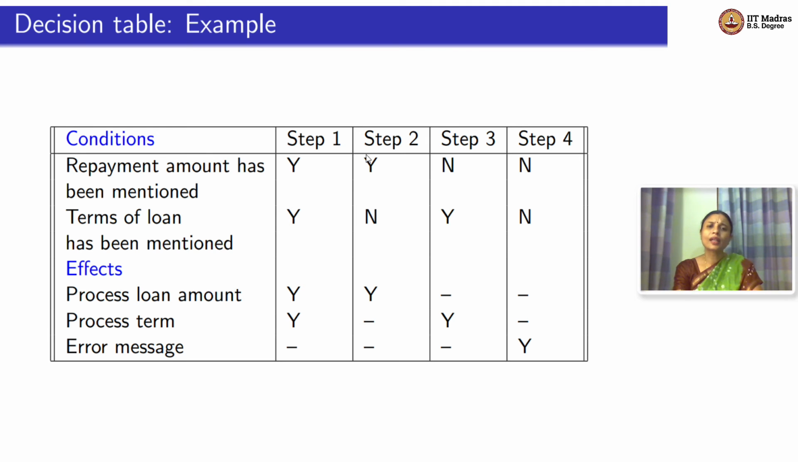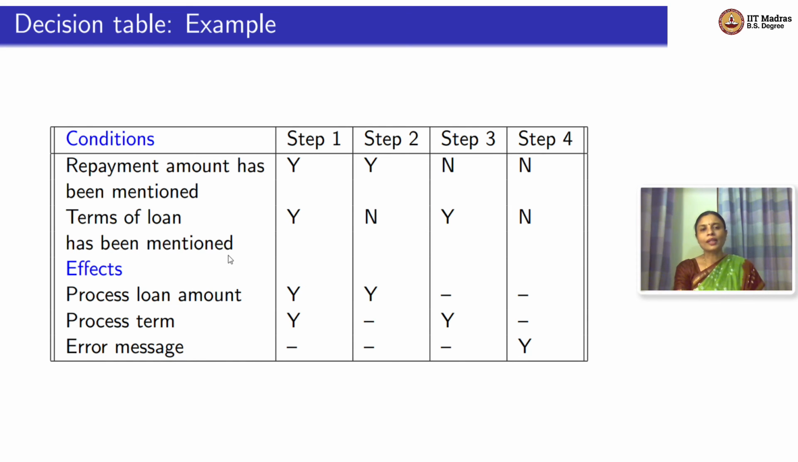In the second case, repayment amount has been mentioned. Yes, against this condition. Term of loan has not been mentioned. So it's N for no against this condition. Effects are: you can process loan amount, yes, but you cannot process the term because that has not been given. And you don't come up with an error message. In the last case, both the repayment amount and the term of loan are marked as no. They've not been mentioned, in which case the effects are, I cannot process loan amount or term, but I come up with an error message asking for this.